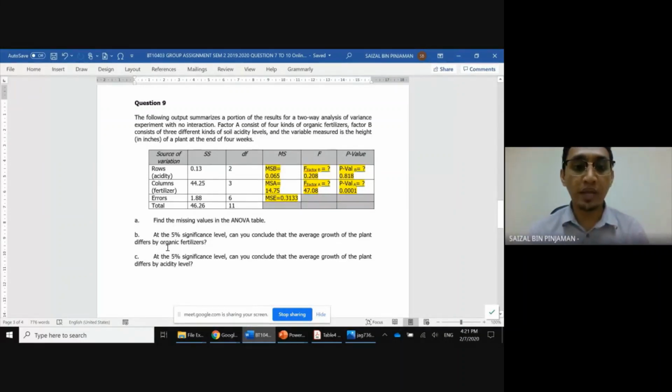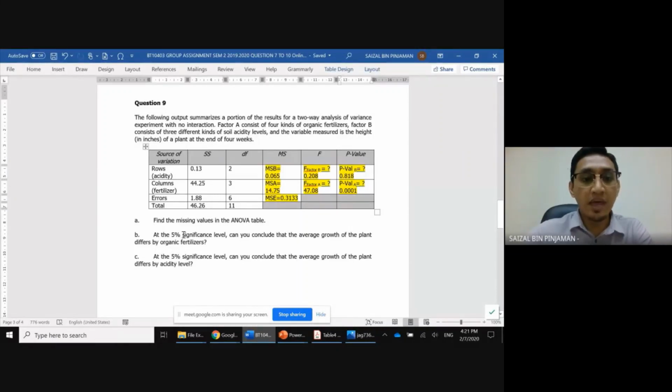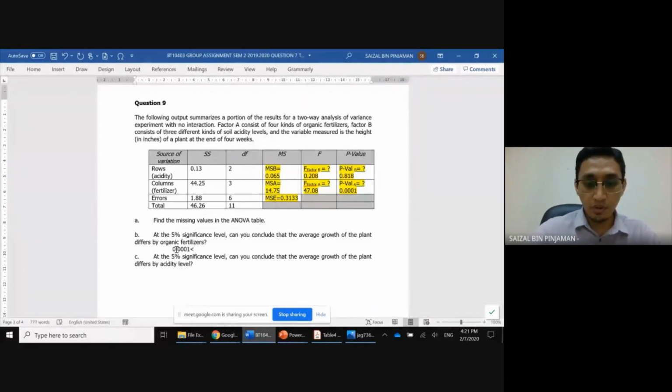For question 9B, at 5% significance level, can you conclude that the average growth of the plant differs by the organic fertilizer? So here the question wanted you to compare the p-value with the significance level. Our p-value is 0.0001, and it is for sure smaller than 0.05. Thus, we can conclude that the average growth of the plant differs by the organic fertilizer.